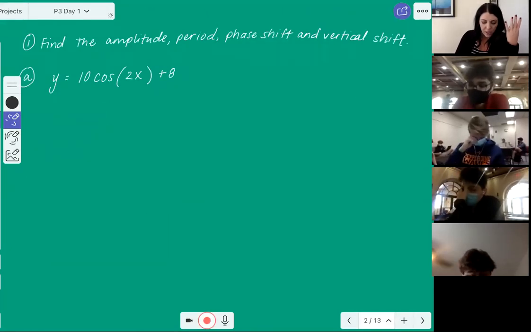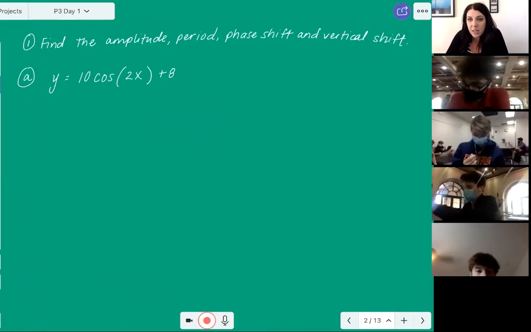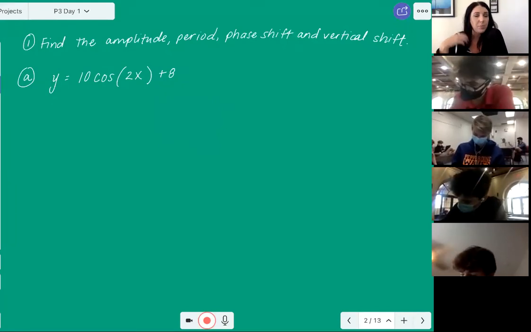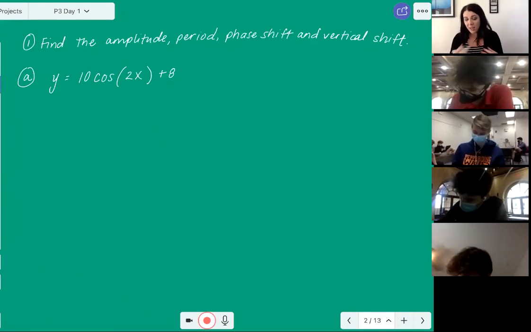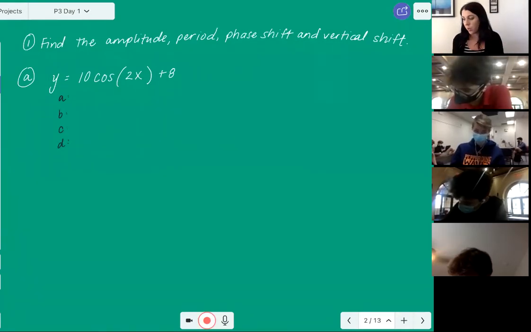Okay. So here's an example. Go ahead and write this down. We have y equals 10 cosine of 2x plus 8. Now those 4 letters, A, B, C, and D, do not exactly correspond to amplitude, phase shift, vertical shift, and period. Okay, but they help us find them. What I think is helpful to start is to figure out what your A is, what your B is, what your C is, and what your D is, and then go through and figure out those equations.